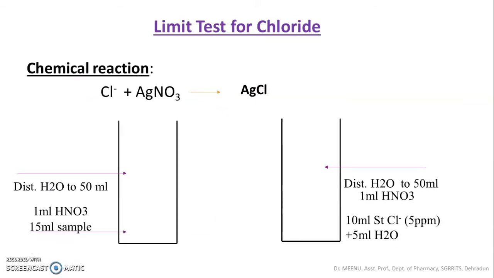This is the general reaction of limit test for the chloride. When the soluble chloride reacts with the silver nitrate, it gives the formation of silver chloride, which is insoluble in water and that will produce the turbidity.